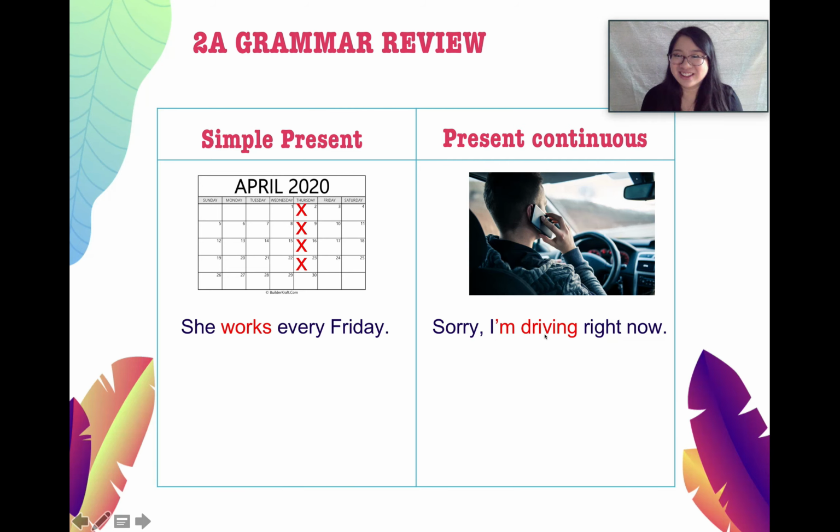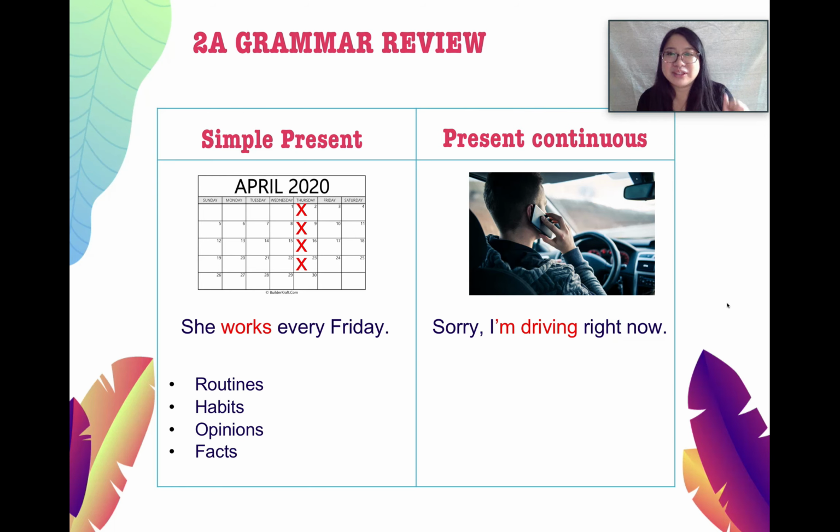We are learning. Okay, but why do we use simple present and present continuous? Remember we had that class marker participation activity and you needed to write many sentences? Well, let's review the different reasons for using these verb tenses. We use a simple present to talk about routines, habits, opinions, and facts. These are things that are repeating or things that are always true. So if she works every Friday, we know that it will always repeat on Friday.